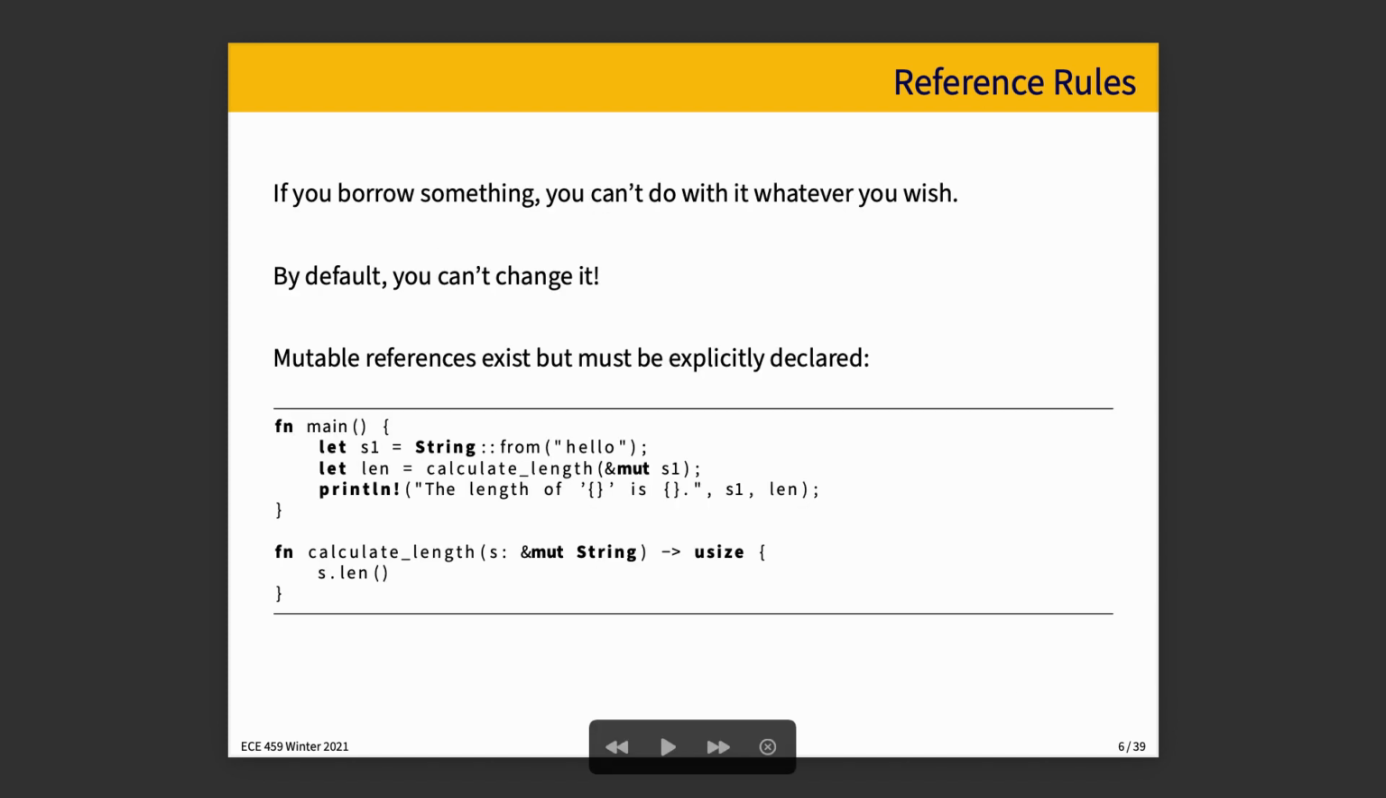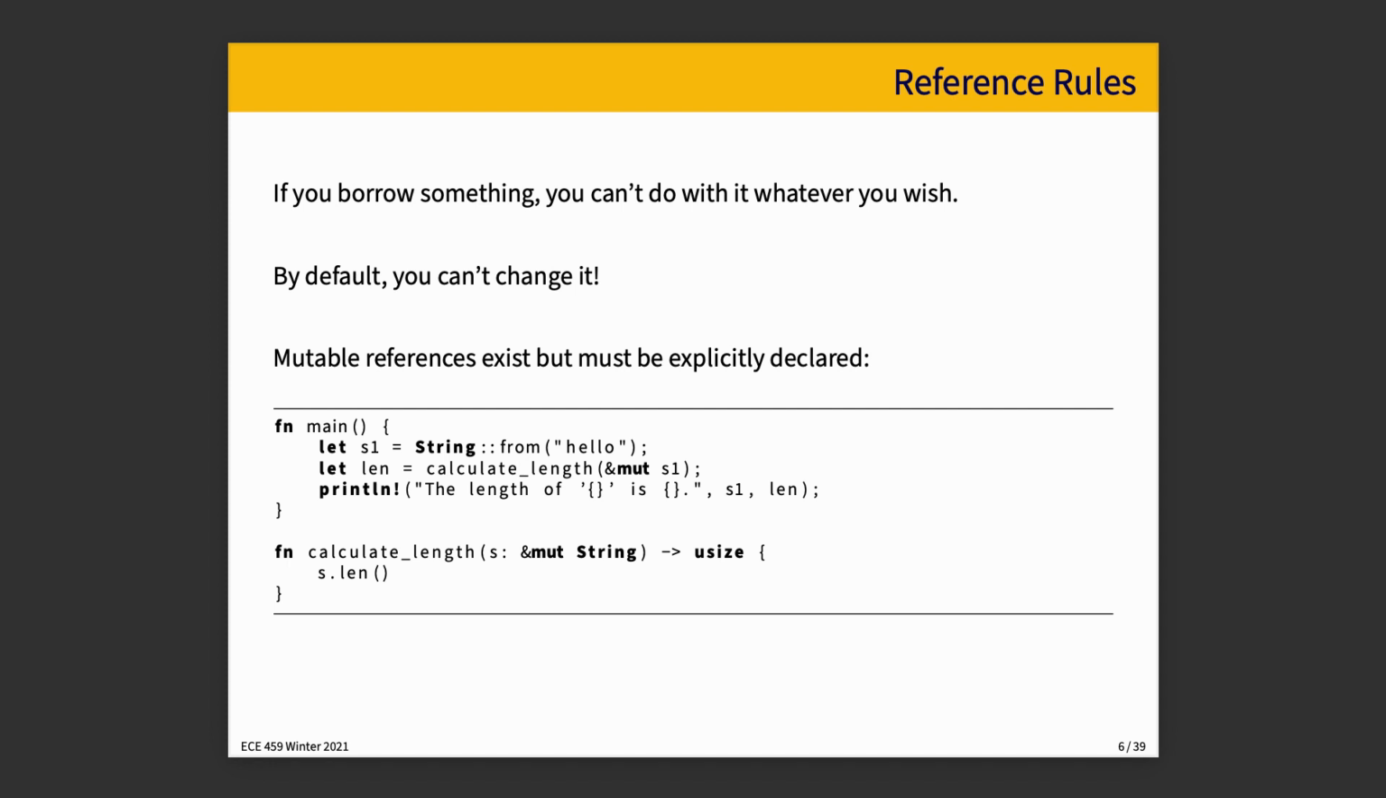Now, when you borrow something, you can't do with it whatever you wish. It is not yours. You are just being granted a form of access to it for a period with some limitations. For example, you can't assign ownership of something because you don't own it. You can't give someone ownership of something that you yourself do not own.